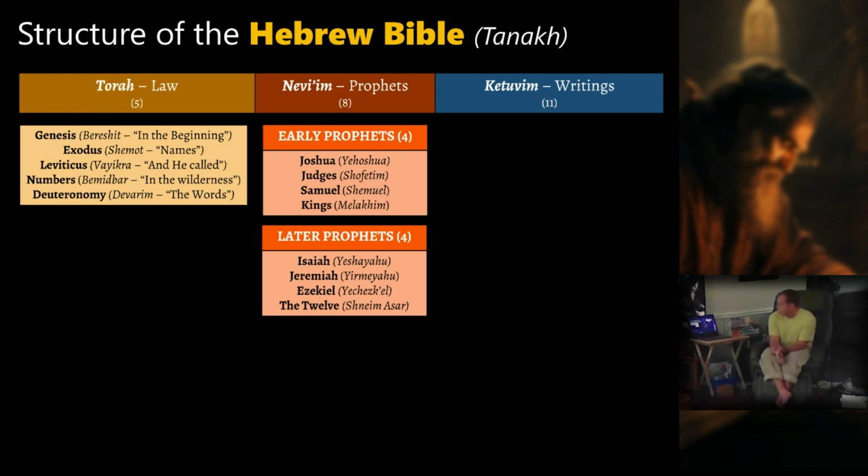You have the book of Joshua, or Yehoshua. You have the book of Judges, or Shofetim. You have the book of Samuel, or Shemuel. And you have the book of Kings, which is Melachim, right? These are more or less what we would end up calling the historical books whenever we look at the Old Testament. But you'll notice right off the bat that this is where things start changing in order a little bit.